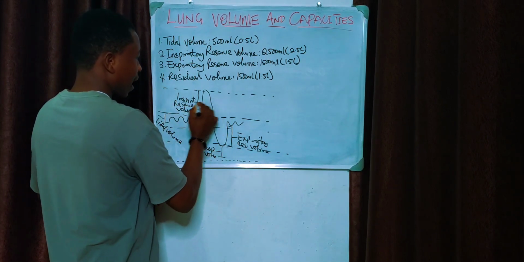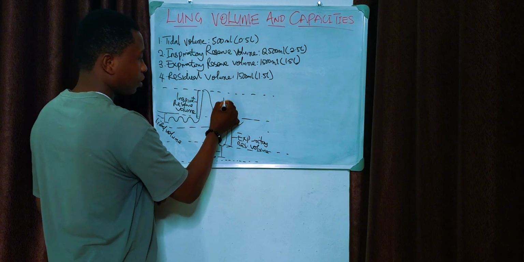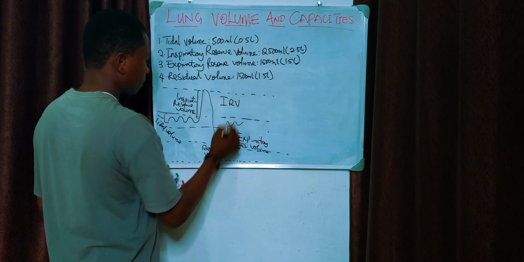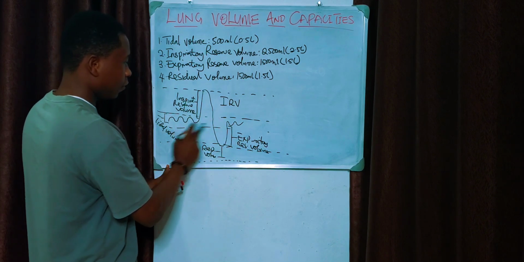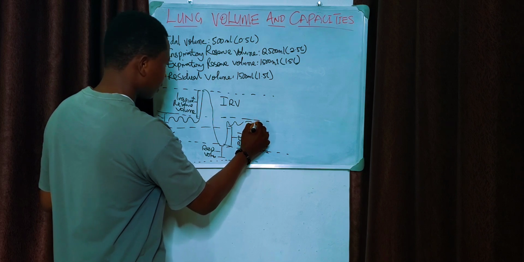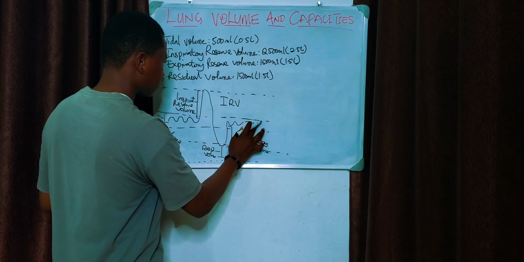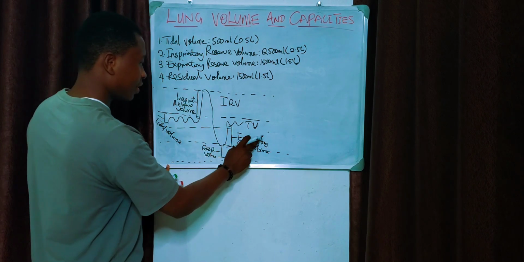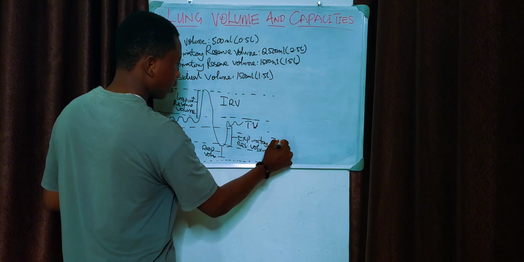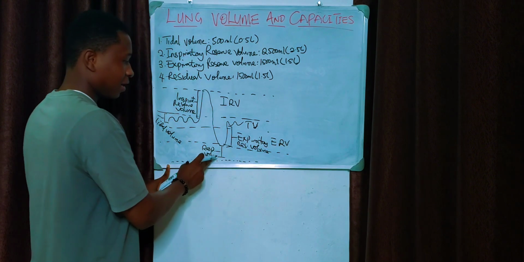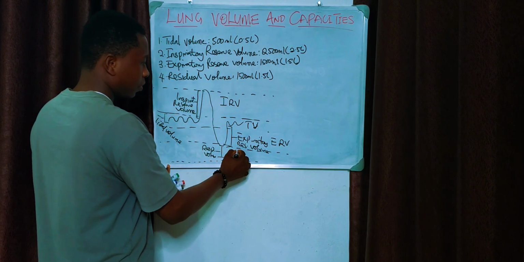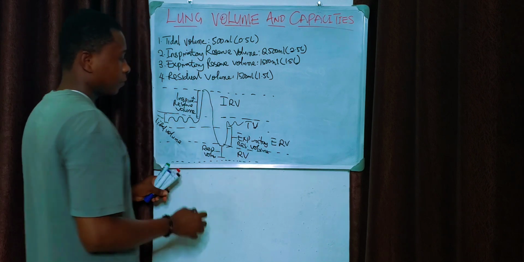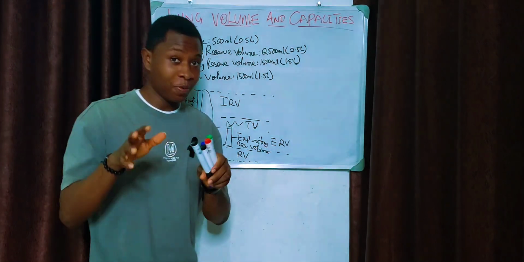So this is the inspiratory reserve volume, which is IRV. The tidal volume, which is TV. The expiratory reserve volume, which is ERV. Then the residual volume, which is RV. All right, so I hope you got that.